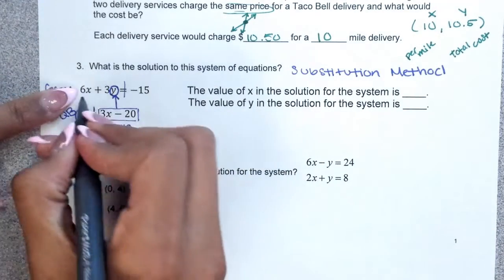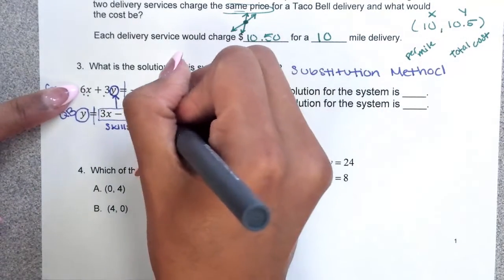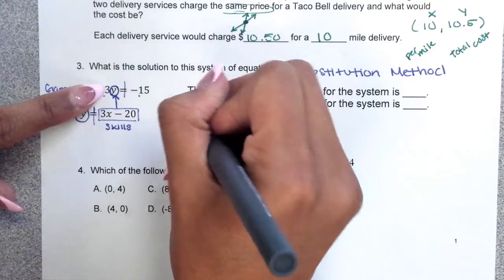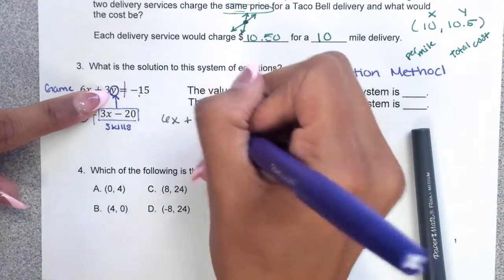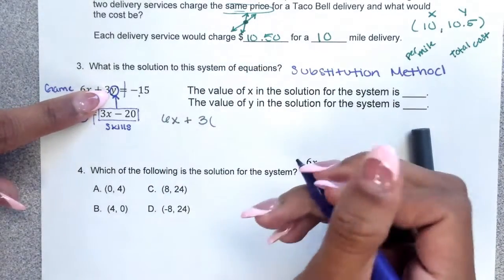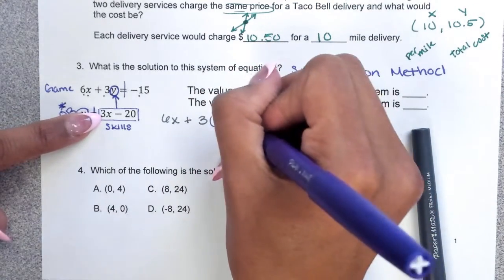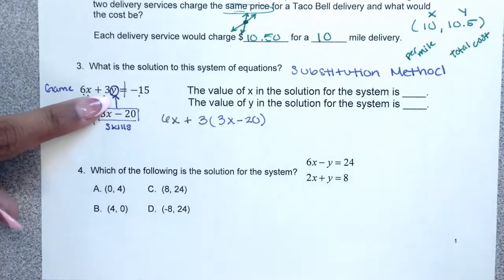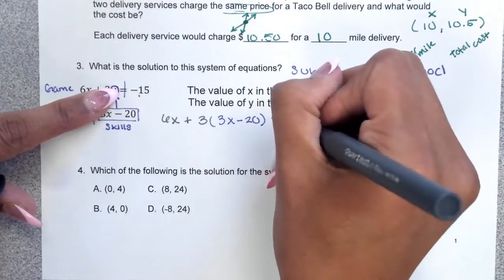So I'm going to rewrite the game off to the side over here. So 6x is still in the game. Plus 3 is still in the game. However, y is no longer in the game. Y got taken out and got subbed in for 3x minus 20. Close it up. Then go back to the game, finish writing who's still in the game, equals negative 15.